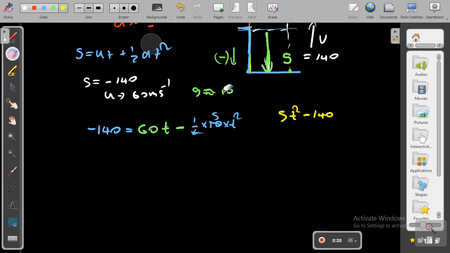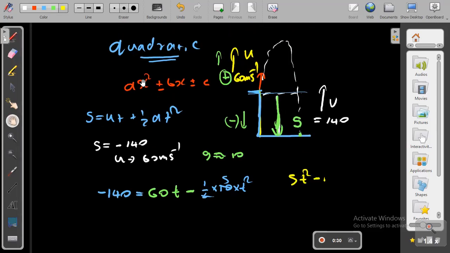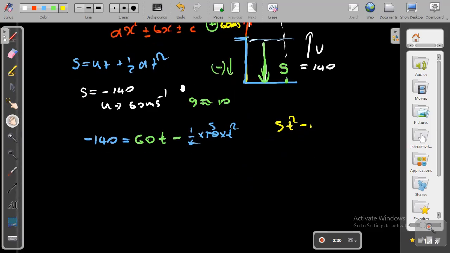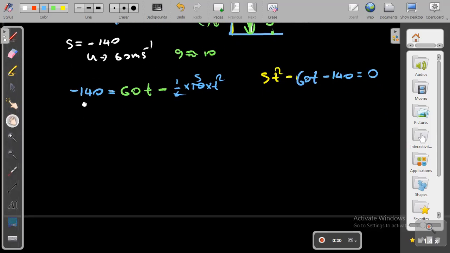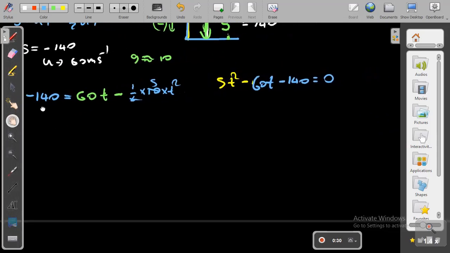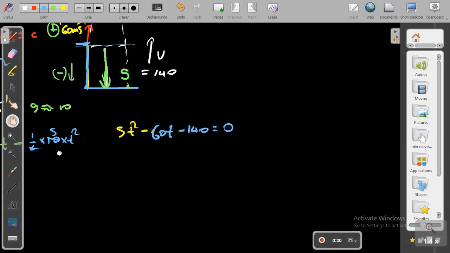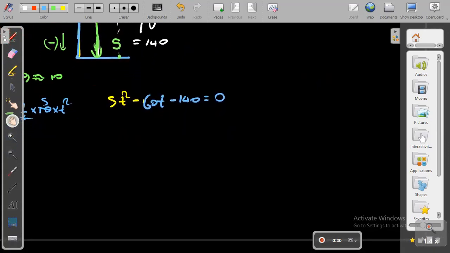You have to arrange the equation in this form, x squared, then plus or minus x. So let me get this to the other side as well: 5t squared minus 60t minus 140 equals 0. Let me write that equation again here. Now this looks really weird, right?